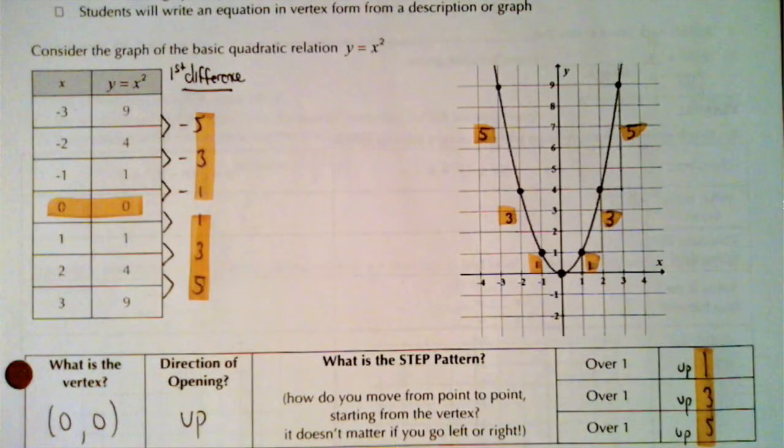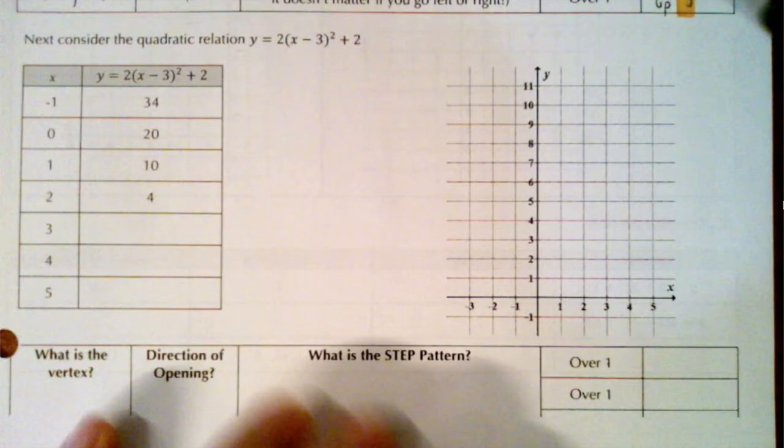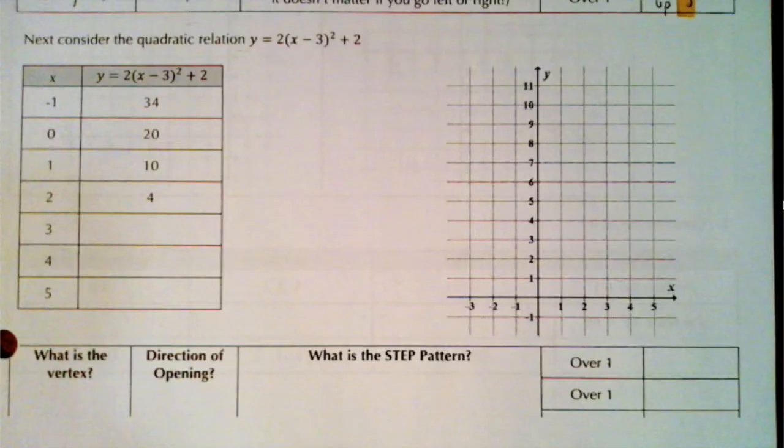And the reason we can do this is because the vertex is in the equation, and we can use the step pattern. Now there's one hitch to this. The step pattern is not always 1, 3, 5. In fact, let's look at another relationship. y equals 2 times (x minus 3) squared plus 2. This is not the original parabola. But if we create a table of values, we can get some points that we can use to come up with a graph. So I'm going to complete a table here.